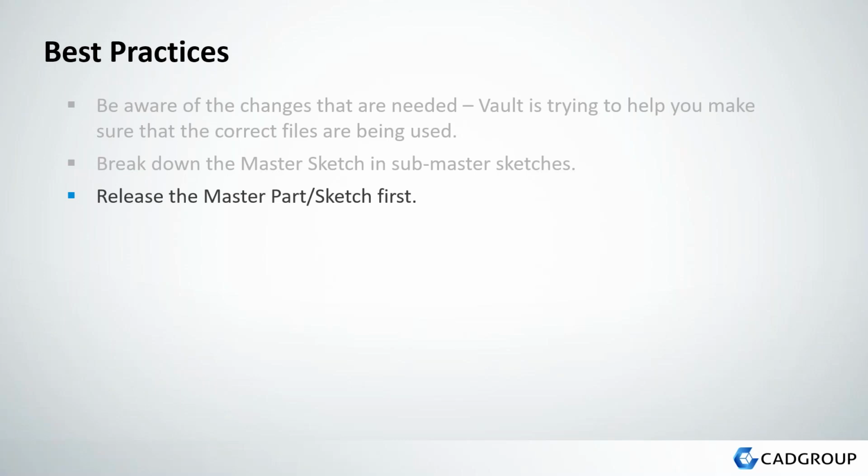After you release the master sketch, that's when you start opening up the subcomponents, like in our case, plate 1, plate 2, plate 3, opening them up and checking them out and making the changes. So that's one tip I can give you. It makes Vault and Inventor work much smoother. So yep, these are the main things that I wanted to cover.